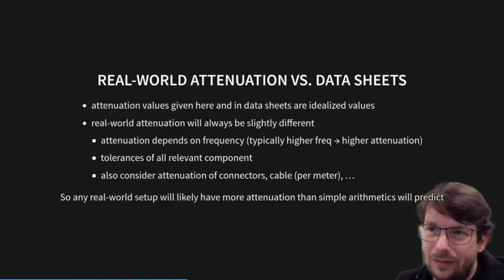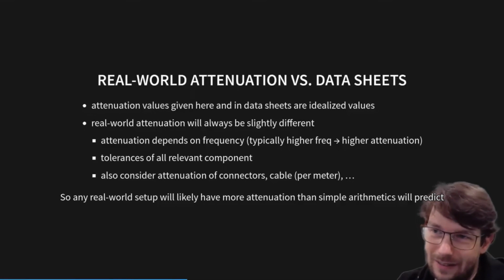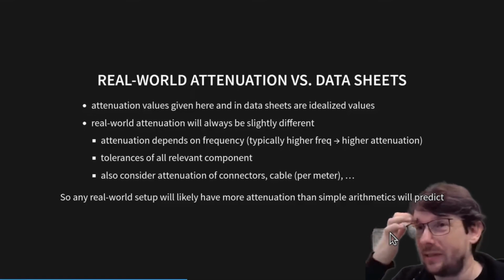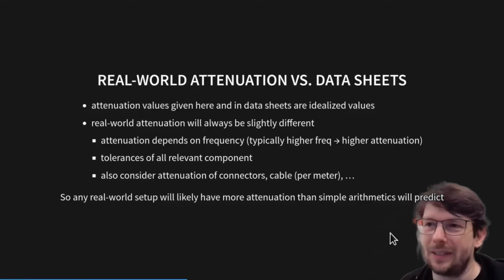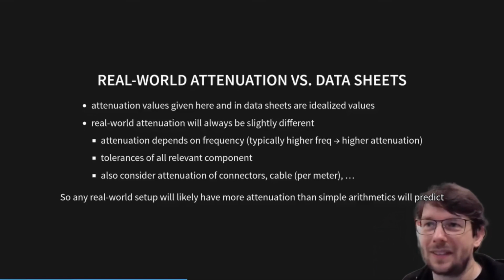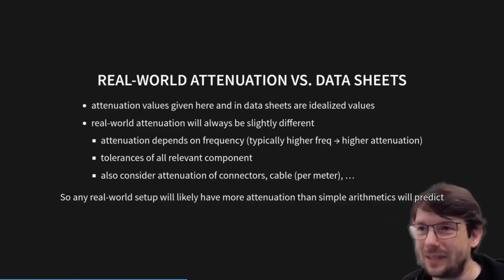All the components have tolerances, and then also you have attenuations in connectors and in every meter of cable and so on. So any real-world setup will likely have more attenuation than what you did in your computations beforehand. Keep that in mind. It will not be drastically different, but 1, 2, 3 dBs is certainly not unheard of. Maybe a bit more even in terms of differences.